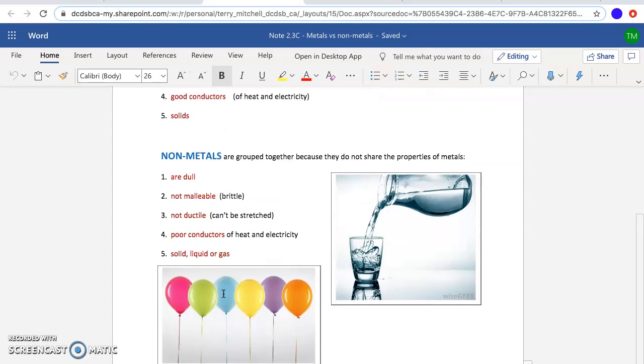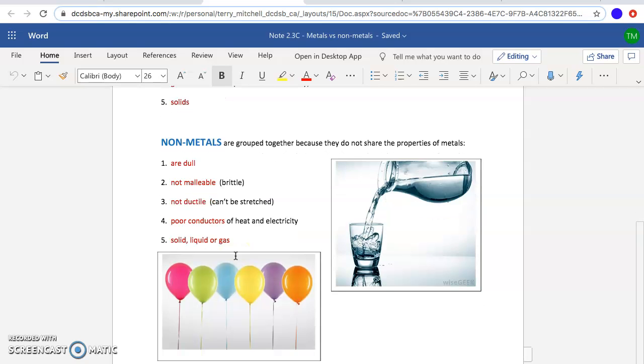Non-metals, they are dull. Quite often, non-metals come in a powdery form, and they are dull. They are not shiny. They are not malleable or ductile. Think of wood. You can't pound a piece of wood; it would just shatter. You cannot stretch a piece of wood out. So those are examples there. They are often poor conductors of heat or electricity, or they will not conduct it at all. And at room temperature, you can find them either in solid, liquid, or gas form.